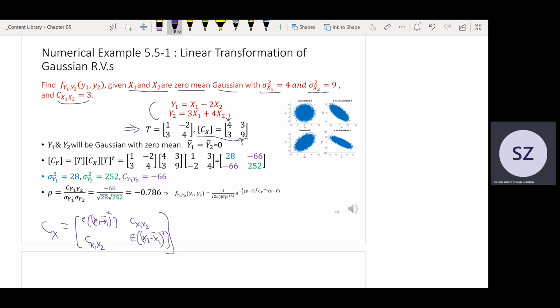Now, of course, we know that y1 is expressed in terms of x1 and x2, so what is the mean of y1? How do you find the average?